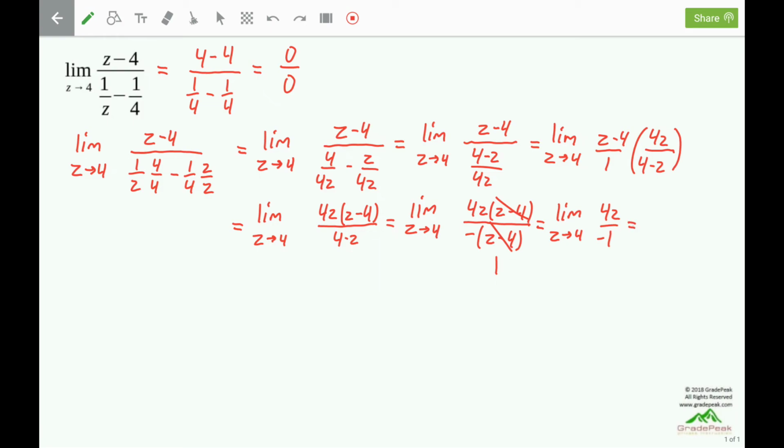We can now plug a 4 in for the z, and that'll give me 4 times 4 over negative 1. 4 times 4 is 16, divided by negative 1 will be negative 16.